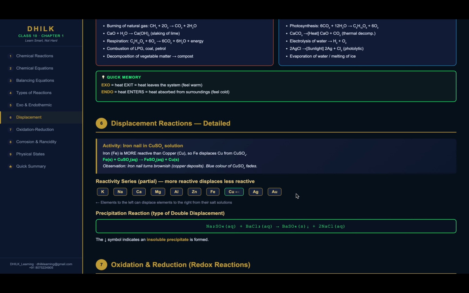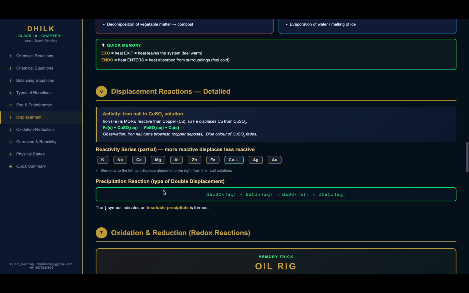Now precipitation reactions. They are actually a special type of double displacement reaction. In this reaction, when two aqueous solutions are mixed, one of the products formed is an insoluble solid that separates out from the solution. This is called a precipitate. During this reaction, one product is not soluble in the solution, so it gets precipitated. The symbol used for a precipitate in an equation is a downward arrow after the formula.